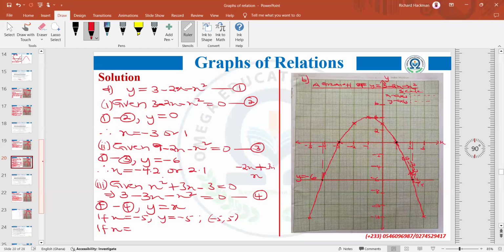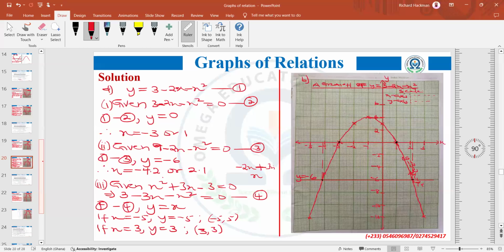Okay, so the other value is 3. So if x is equal to 3, y will be equal to what? Will be 3. Remember, y is equal to x. So if you know x, you know y. So the other possible value would be what? 3. Okay, then what? 3.